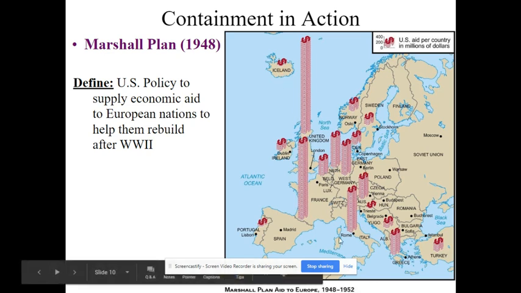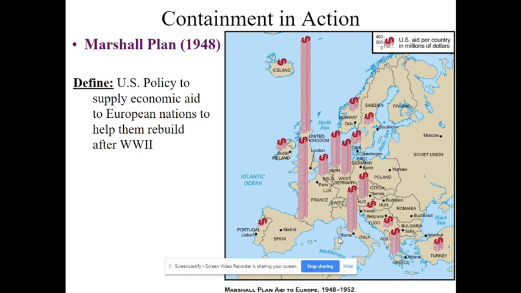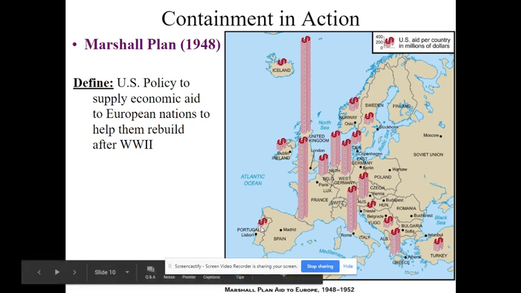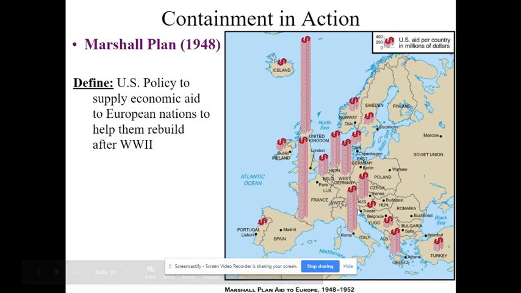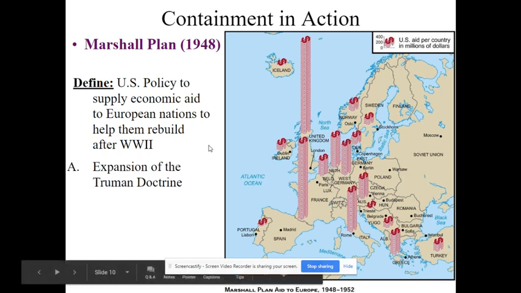And obviously, the size of the country, the number of people is going to determine how much money gets put into there. You look at a country like Portugal here. You look over here with Greece and Turkey. Obviously, they didn't get nearly as much over here. But again, their populations aren't nearly as big. So this is an expansion of the Truman Doctrine.